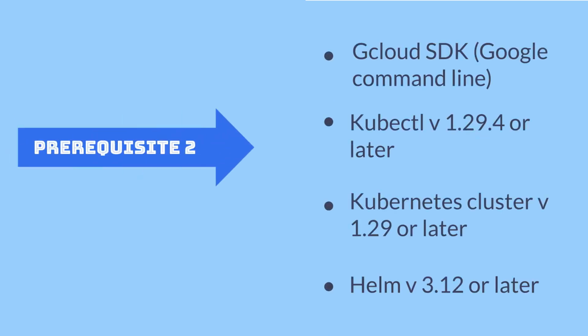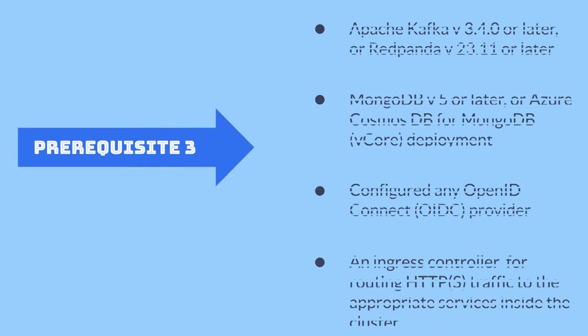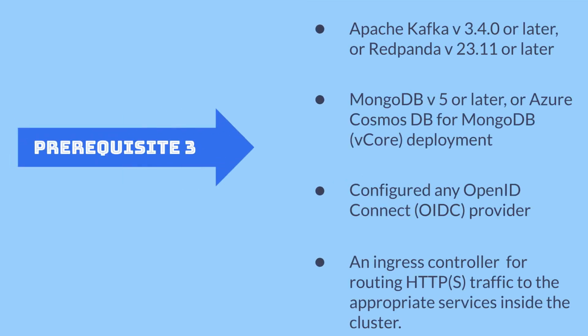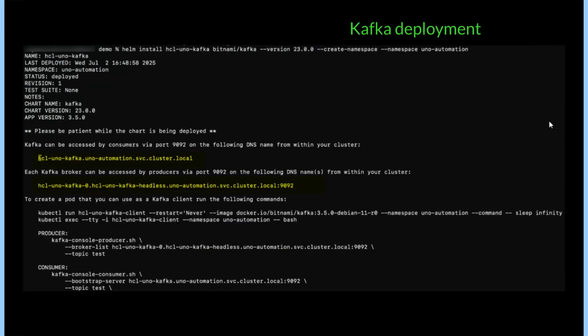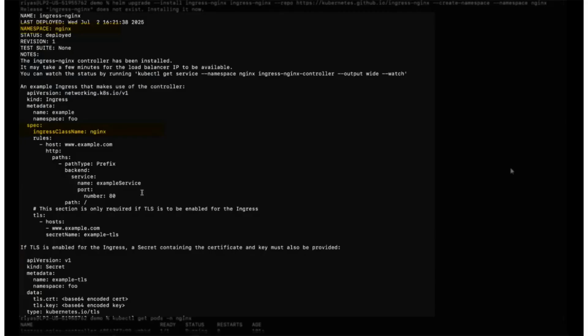Install the following services on your machine. Deploy the following services in your Kubernetes cluster. After the deployment of these services, save the configuration details of each service. This information is later required to configure them with the Universal Orchestrator instance.